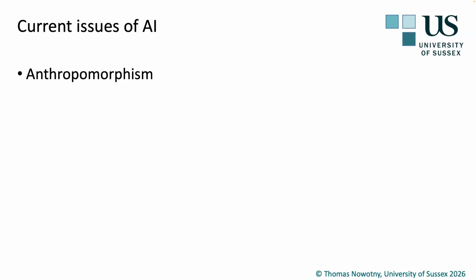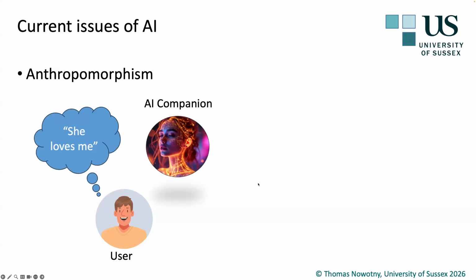So this is the process where humans project human properties into things, and obviously also into AI. And that can lead to problems. So let's say the case of AI companions. You have a user and you have an AI companion, and the user might well start thinking and feeling that the AI companion loves him.